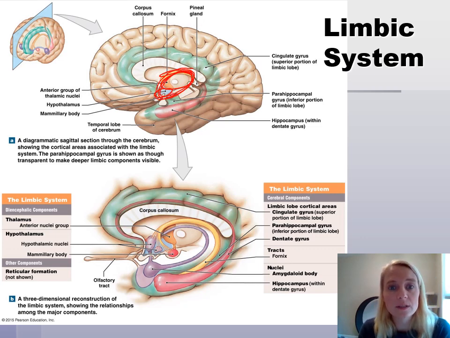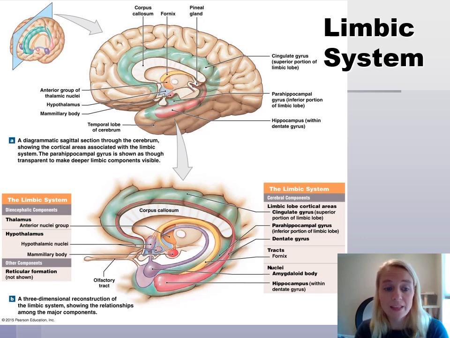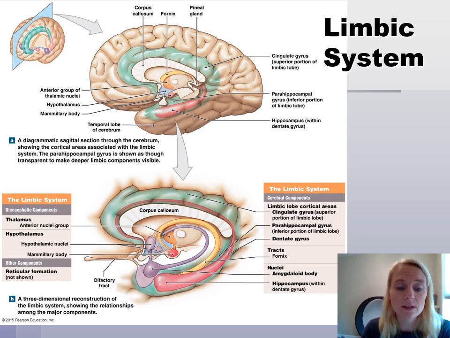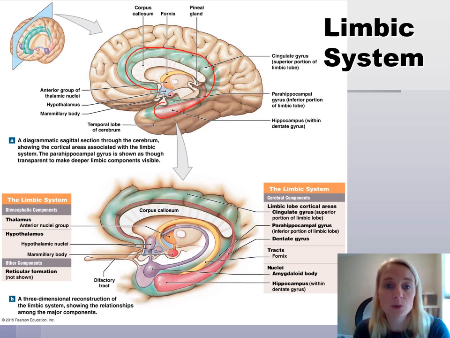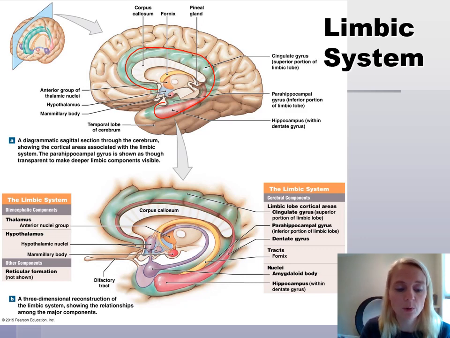So there's going to be some integration of the limbic system with structures within the diencephalon, primarily the hypothalamus. And there is that anterior group of the thalamic nuclei that communicates with the limbic system as well. And then we also are seeing this green highlighted area here, which is part of the cerebrum. So the limbic system straddles both diencephalon and cerebrum when it comes to the structures that are being utilized for these particular functions.